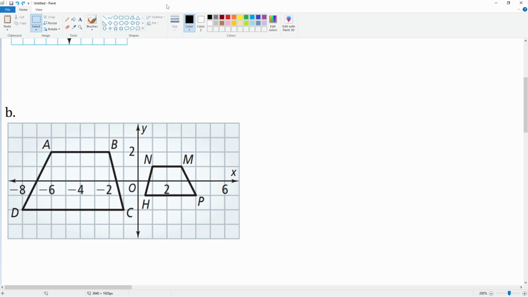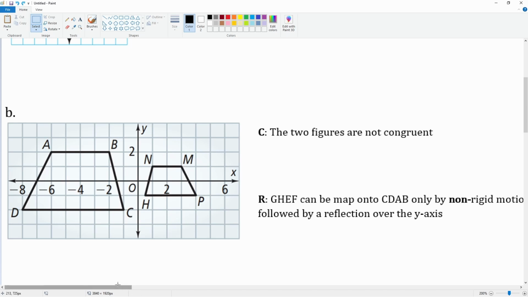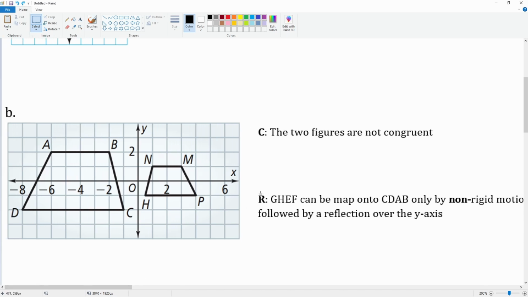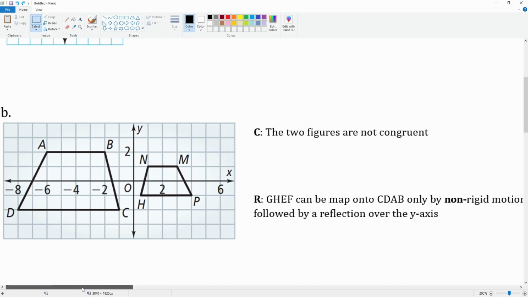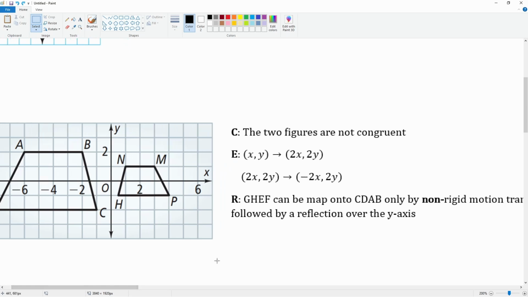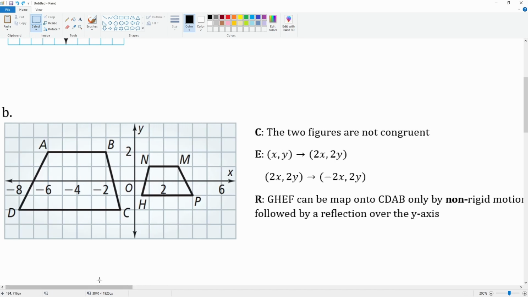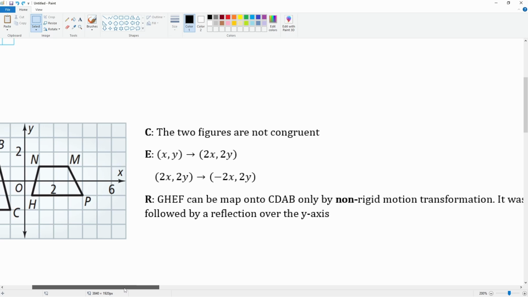Right. So for E, we can start by saying they're not congruent. Okay, the shapes are not the same size, and the reason why is because you can treat whichever one is the prime. These are the wrong letters. I copied it from before, okay? So I can change the letters later, okay? Right, so GHEF can be mapped onto CDAB, or whichever one here, only by non-rigid motion transformations.